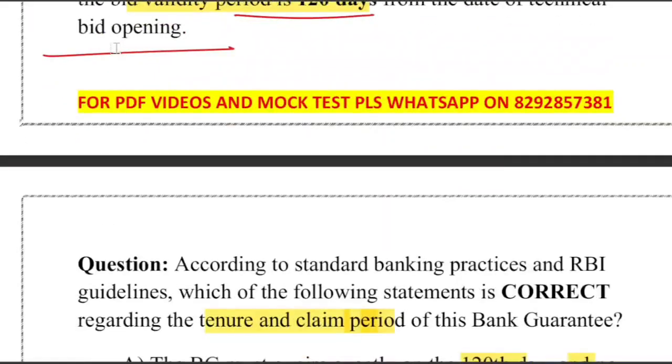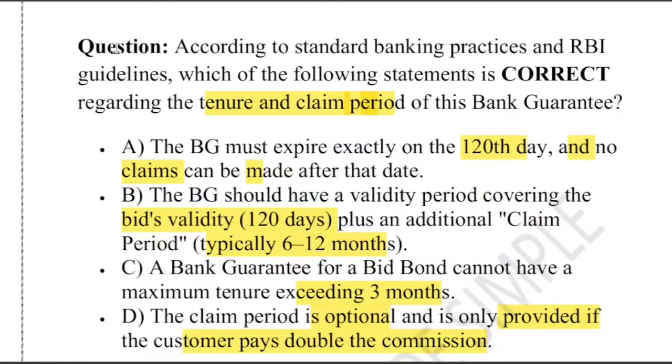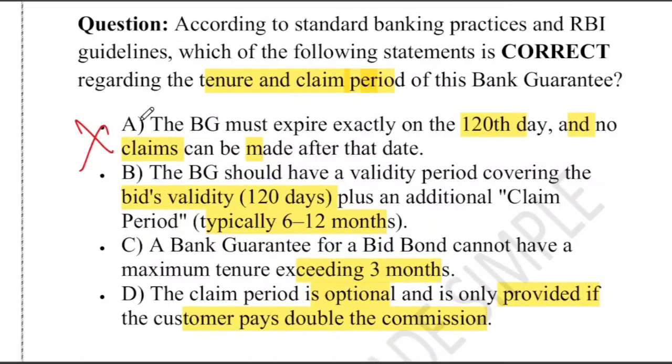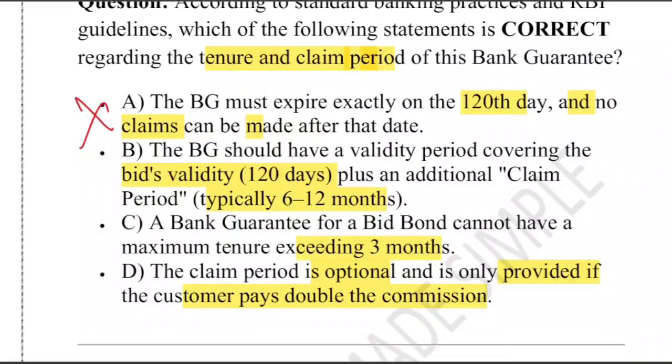So let's look at the options they have provided. Option A says that BG must expire on the 120th day and no claim can be made after that date. No, that's wrong. Option B says that BG should have a validity period covering the bid validity and an additional claim period. Exactly, B is correct, because the bid validity, that is 120 days, must be fully covered, and after that the beneficiary also gets extra days as a claim period. In the banking industry, usually it is 6 to 12 months.